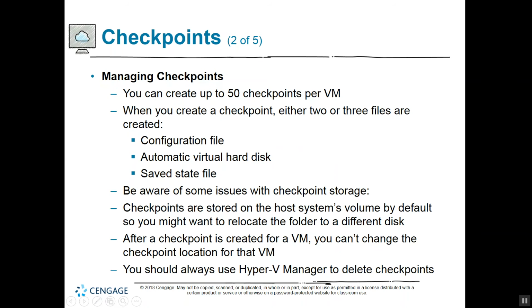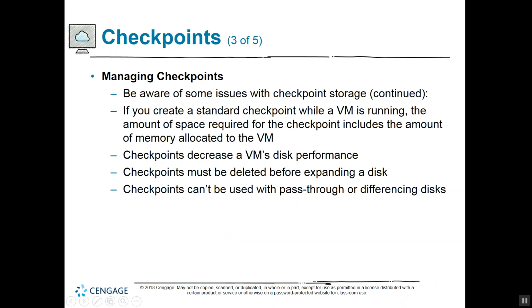If we're going to manage checkpoints, you can have up to 50 checkpoints per VM. It shouldn't say you can create up to. You can create more than that, but that's the max you can have on the system at any given time. So you can remove checkpoints as you go, say that you don't need them, you've replaced them. Checkpoints decrease the VM's disk performance. You've got to delete a checkpoint before expanding a disk.